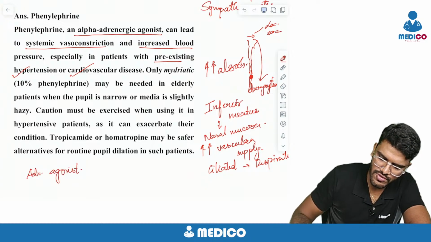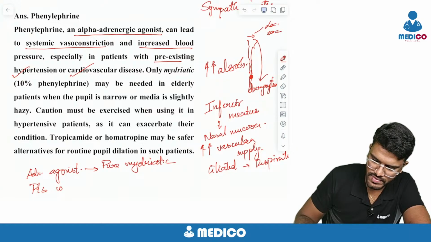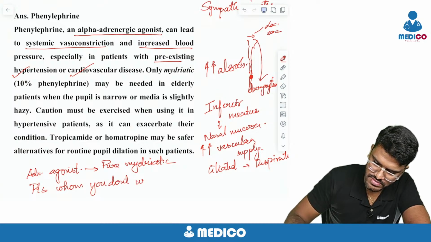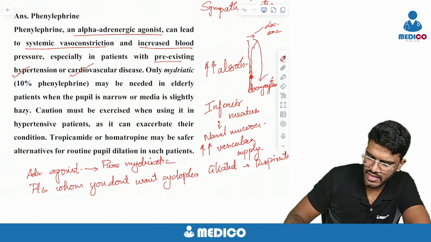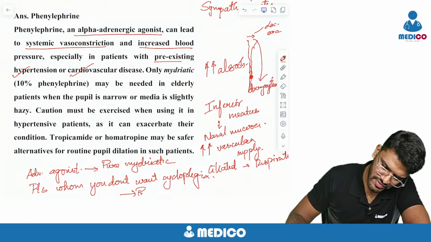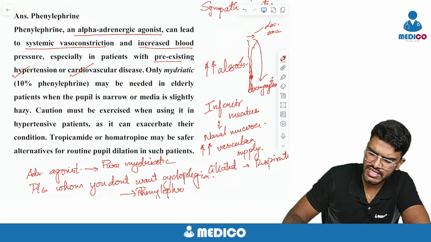Okay, so one more important point: because it is only an adrenergic agonist, one thing important to know is that it is a pure mydriatic. So in patients in whom you don't want cycloplegia, the ideal choice is phenylephrine. What do you mean you don't want cycloplegia?